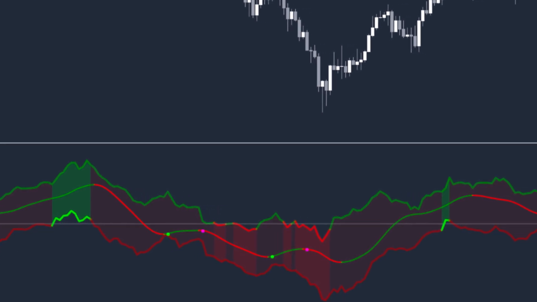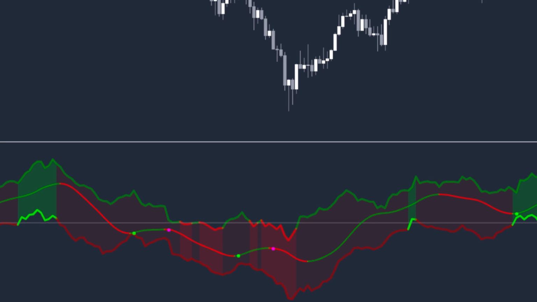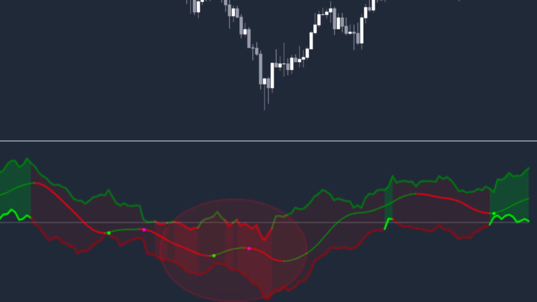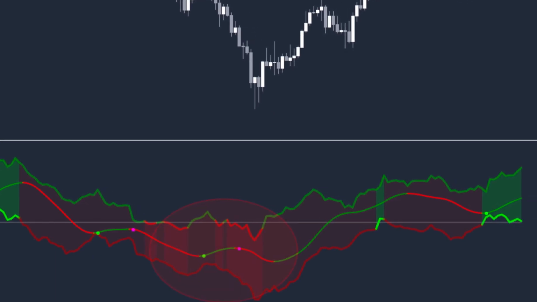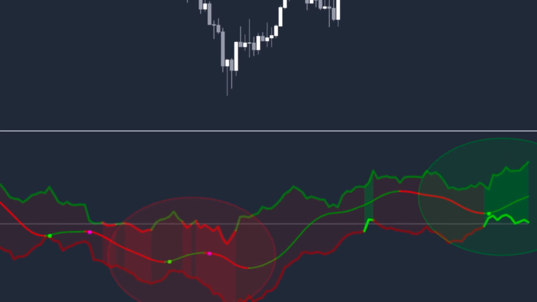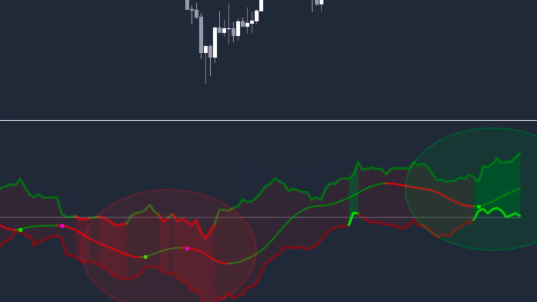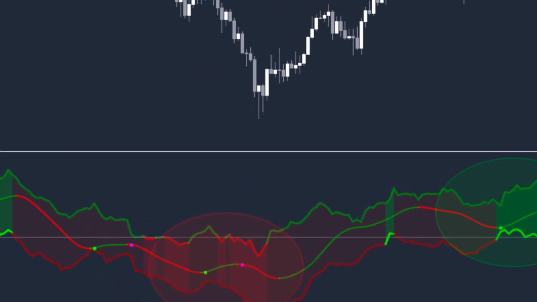It also helps us to identify the breaks of the Bollinger Bands. When both bands are above the zero line, it means that the price has broken the Bollinger Bands to the upside. And if both bands are below, it means that the price has broken the Bollinger Bands to the downside.